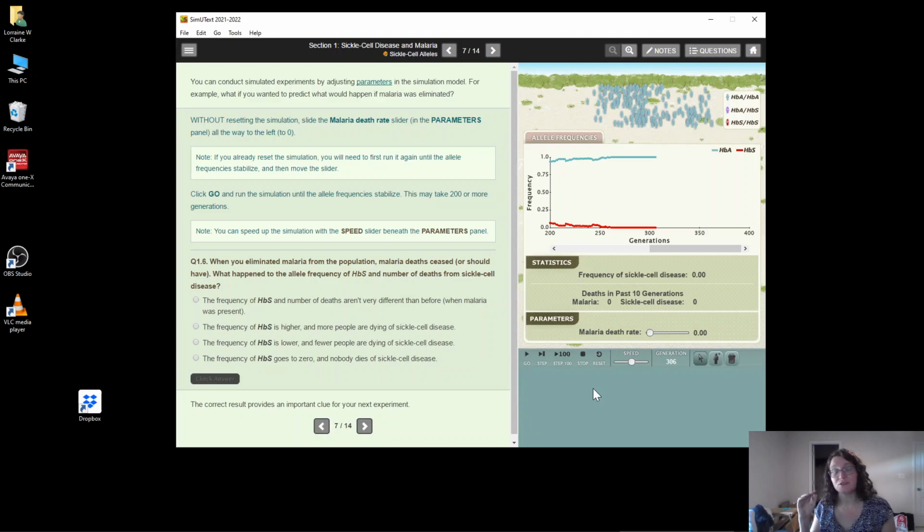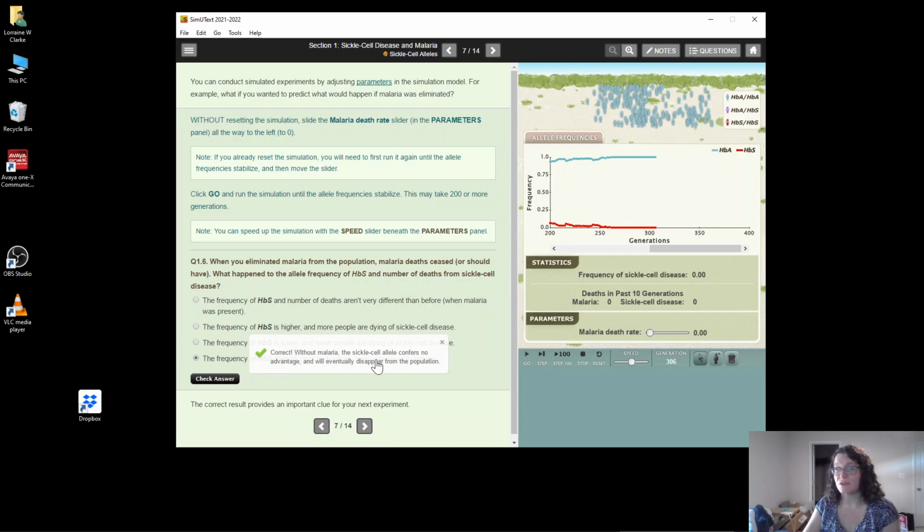So the heterozygotes, while they're still having homozygous dominant and homozygous recessive offspring, if they mate with each other, there tends to be more homozygous normal allele, and that starts to dilute away because the sickle cell individuals are not surviving well either. When you eliminate malaria from the population, malaria deaths cease. What happened to the allele frequency? We see this right here, okay? It went away. Frequency of HBS goes to 0. No one's dying of malaria or sickle cell, okay?